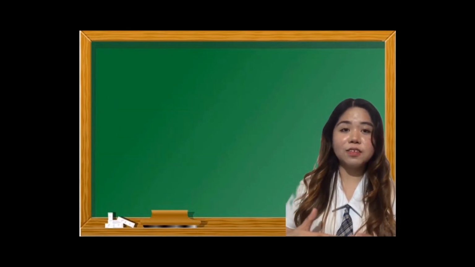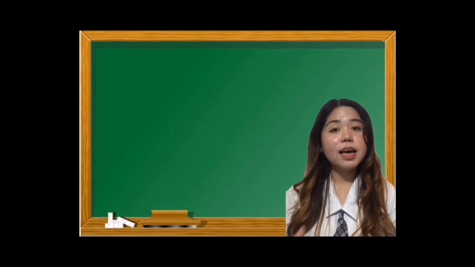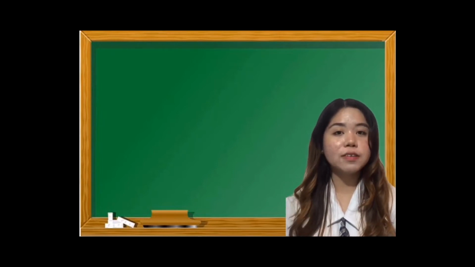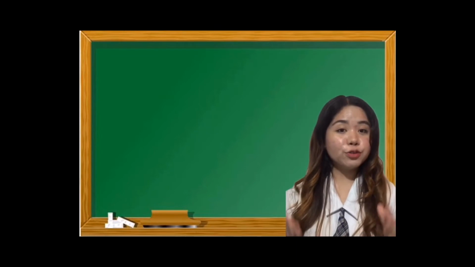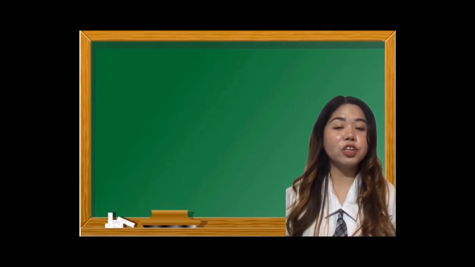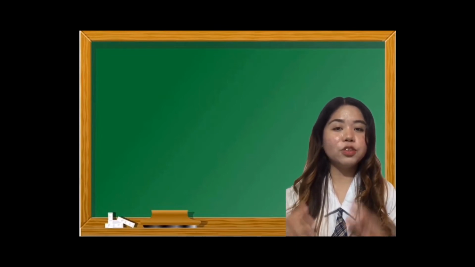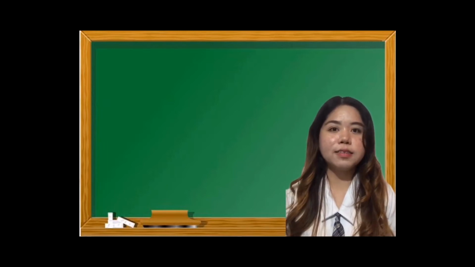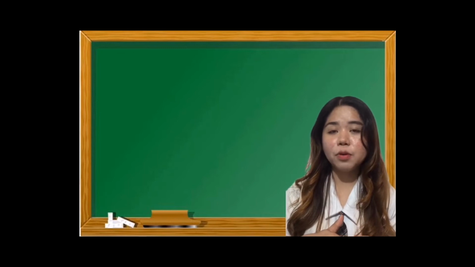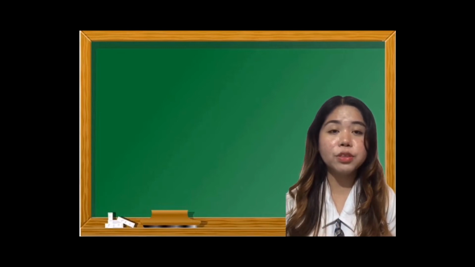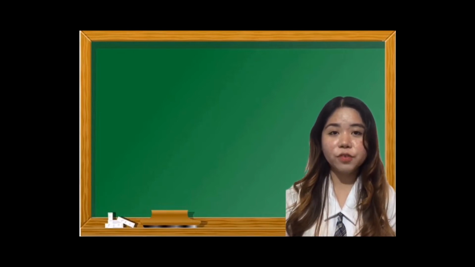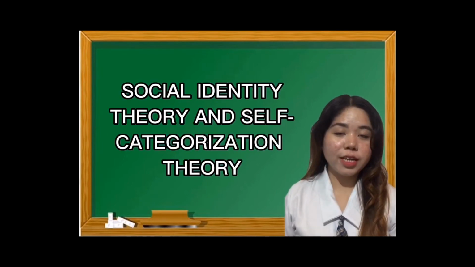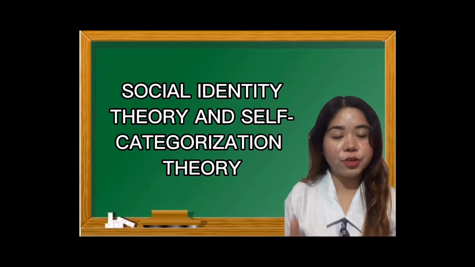So it basically describes how processes at different levels of social organization, from cultural ideologies and institutional discrimination to gender roles and the psychology of prejudice, work together to produce stable group-based inequality. It also states that a stable inequality among groups is maintained in part through the use of disproportionate force against subordinate groups. Next is the social identity theory and self-categorization theory.